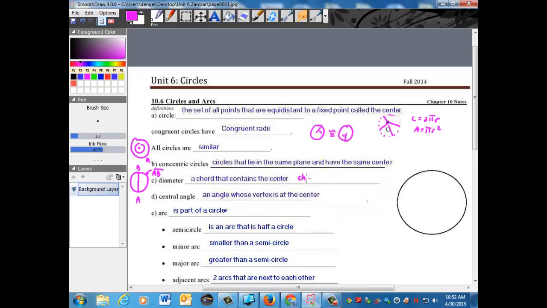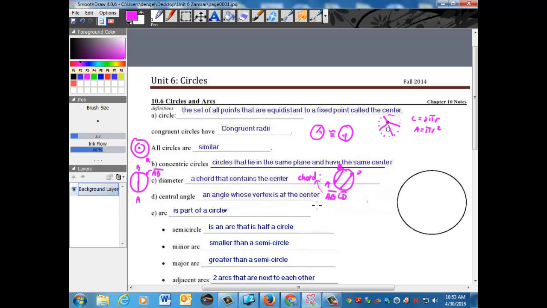Next we have a chord. A chord isn't in your notes, but it should be, so let's define it. A chord has two endpoints on a circle. Here's point A and point B, this is chord AB. I could put point C here and point D there, and again it has two endpoints on a circle, so there's chord CD. And when it contains the center point and has two endpoints, that's a diameter.